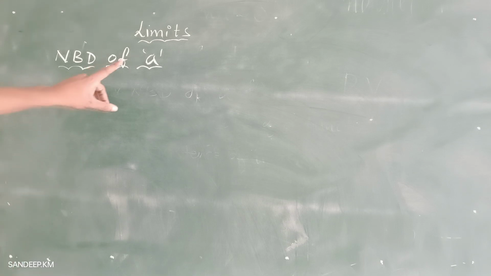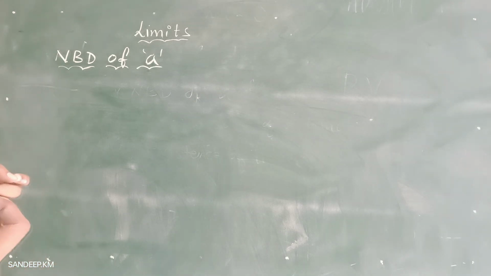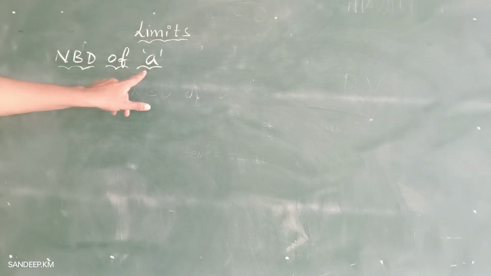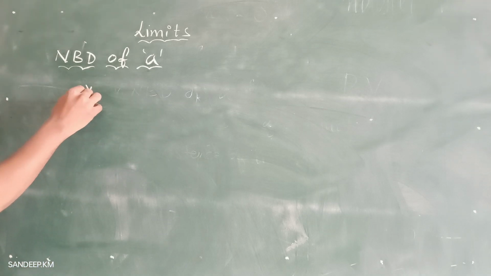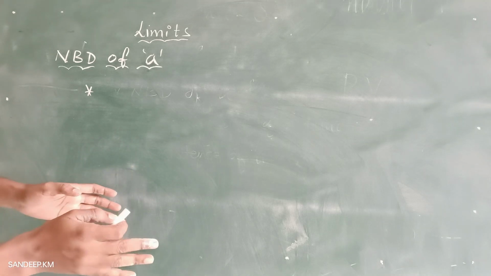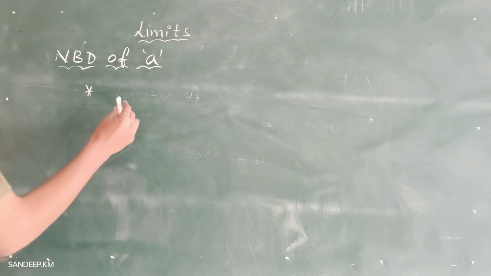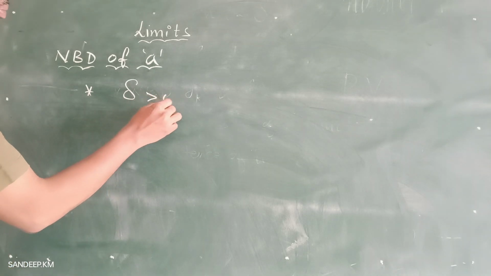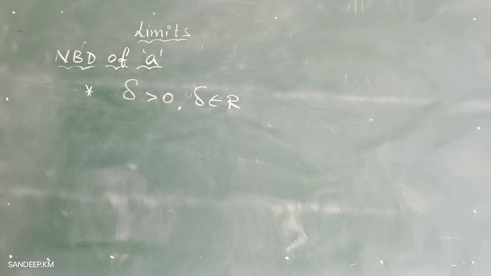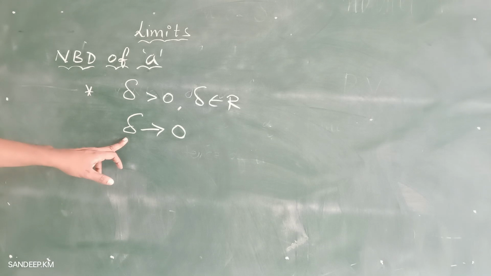So neighborhood of any real number a. NBD means neighborhood of a. To understand what is neighborhood of a, first we should ask ourselves one question: what is the smallest possible interval in which the real number a lies? For example, let us consider one positive real number delta. It is positive, it is a real number, and at the same time, delta is approaching 0. The meaning of delta approaching 0 is that delta is an infinitely small number. It can be 10 power minus 100 or 10 power minus 1000, whatever it is.